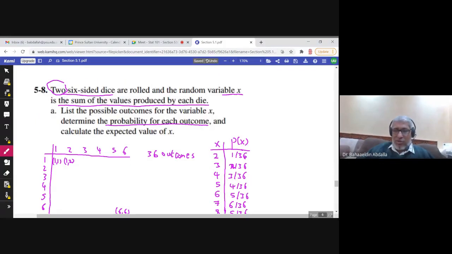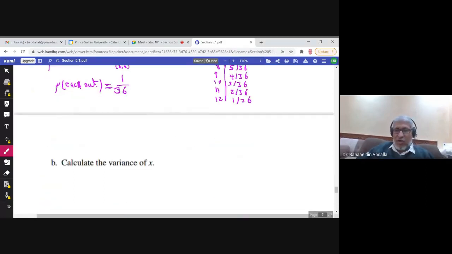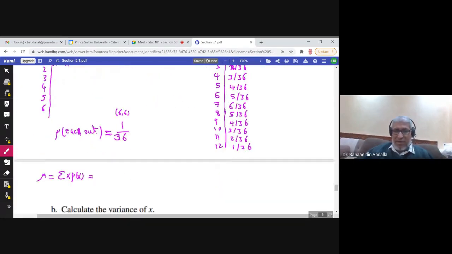Now, what do we need to do? Calculate the expected value. So I leave this for you. You can find the mu, which is the summation of x times p of x. Please do it, find the answer. Use the calculator or don't use the calculator and just give me the answers. Write here, if you want to use the calculator, at least write 2 times 1 over 36 plus up to 12 times 1 over 36 and find the answer.